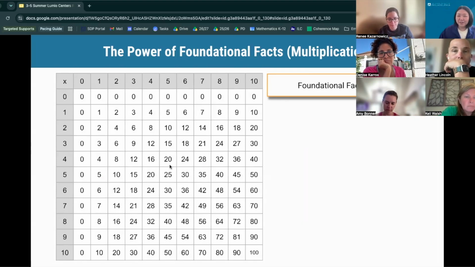I'm going to use the word foundational facts after this part, but before we go into what foundational facts are, I'm going to ask you to think of them as the easier facts. Thinking about your students, which facts usually come easier?